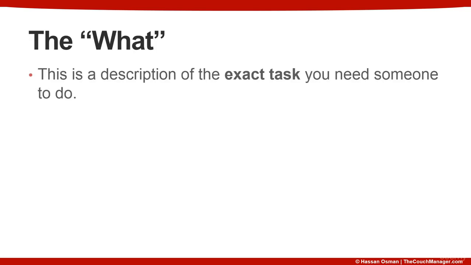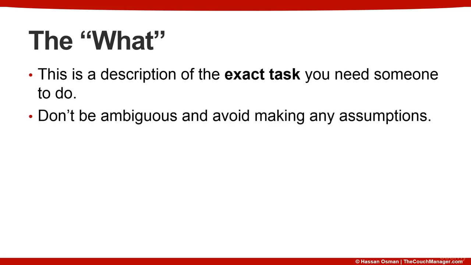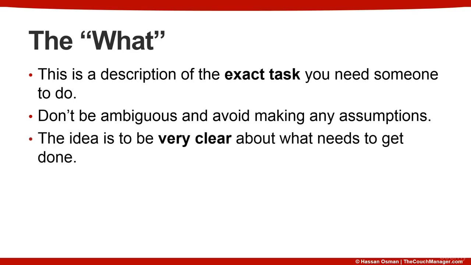All right, let's move on to the second W, and that is the what. This is a description of the exact task you need someone to do. You don't want to be ambiguous and you want to avoid making any assumptions. The idea behind the what is to be very clear about what needs to get done.